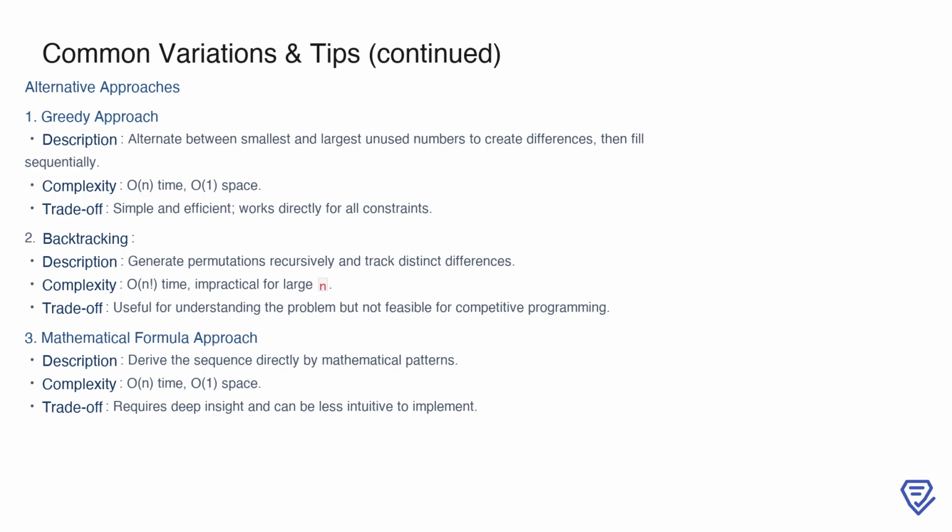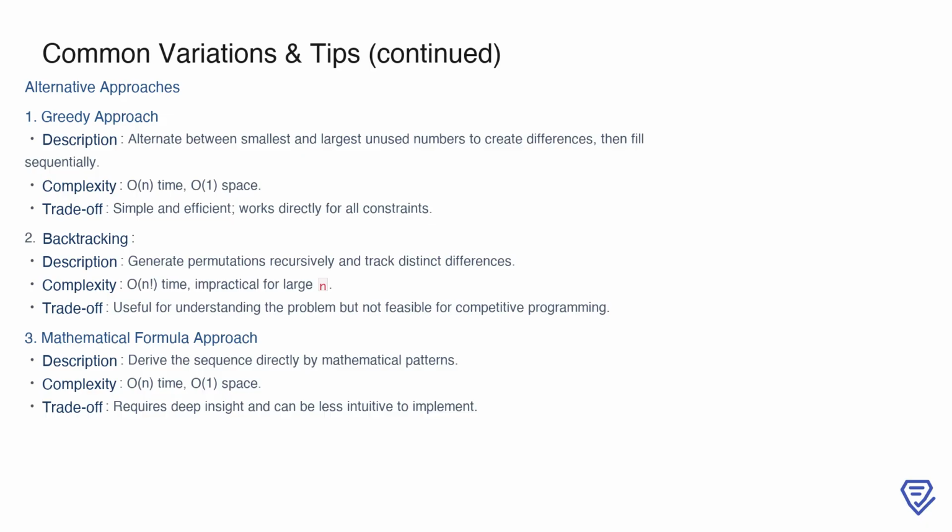There are a few alternative approaches to solving this problem, each with its own advantages and trade-offs. The most efficient method is the greedy approach, where you alternate between the smallest and largest in-use numbers to create distinct differences, and then fill the remaining numbers sequentially. This approach has a time complexity of O(n), and requires only O(1) additional space. It is both simple and efficient, making it ideal for competitive programming.